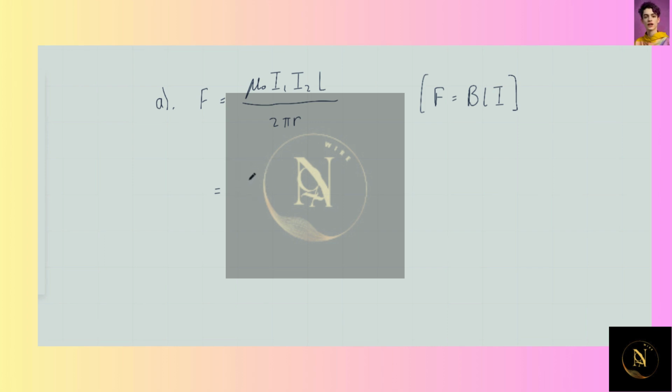So now this can be written as mu naught, and we substitute our values in here. The first current is 5 amperes, and the second is 2 amperes. Mu naught is a constant, 4 pi times 10 to the minus 7 in SI units, and the length of wire in question is 1.2 meters long. This is all divided by 2 pi times the separation between the wires, 0.4 meters.